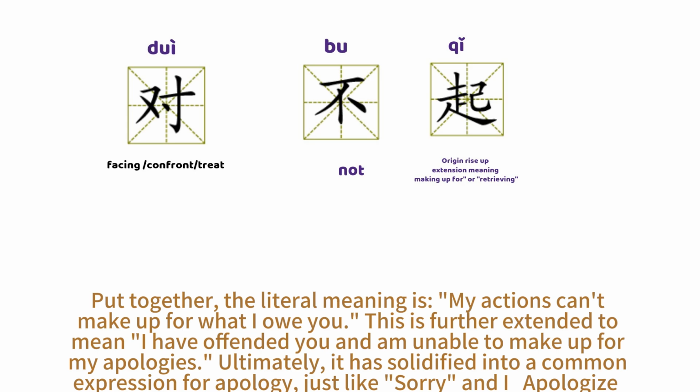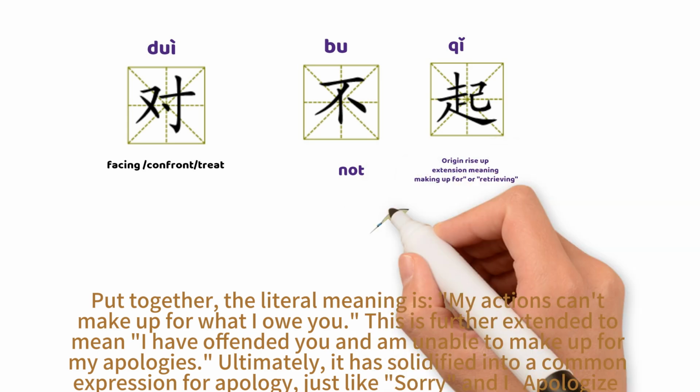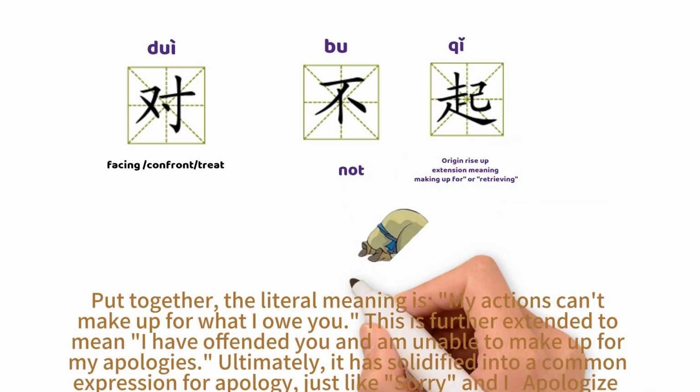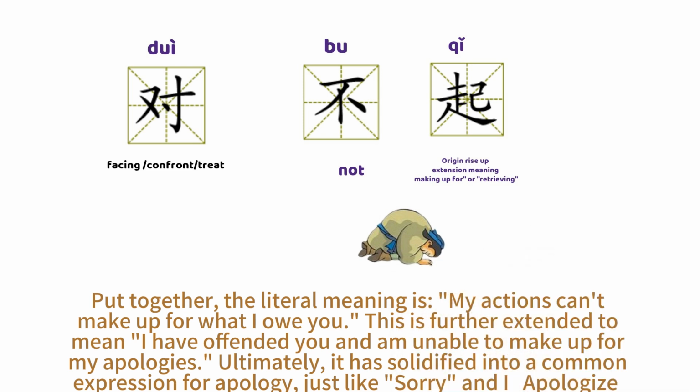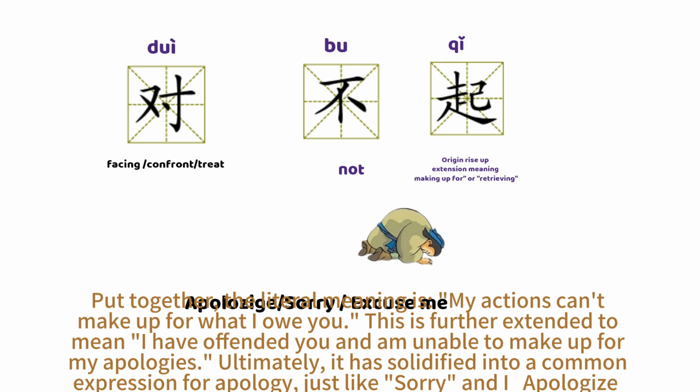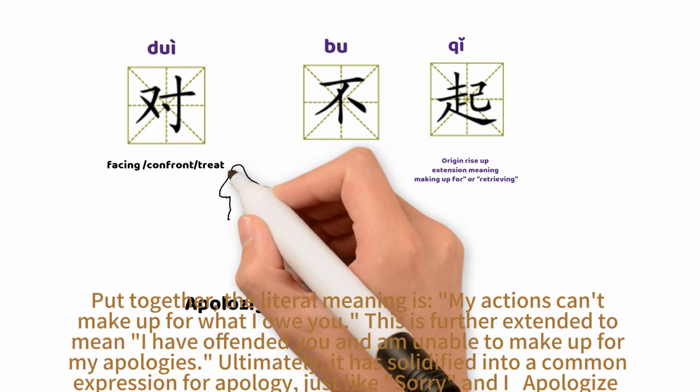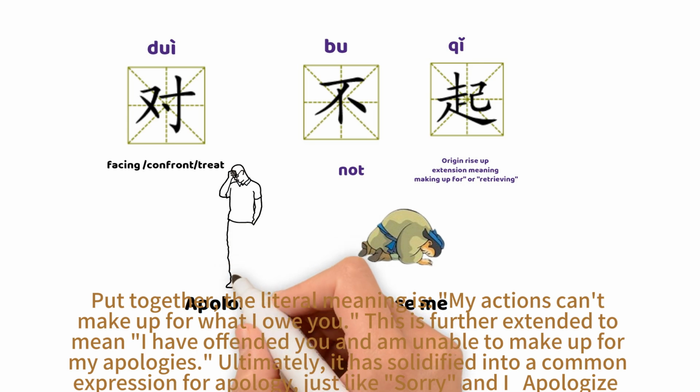Put together, the literal meaning is, my actions can't make up for what I owe you. This is further extended to mean, I have offended you and I am unable to make up for my apologies. Ultimately, it has solidified into a common expression for apology, just like sorry and I apologize in English.